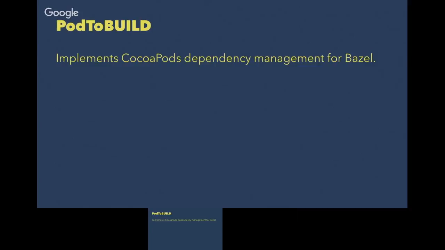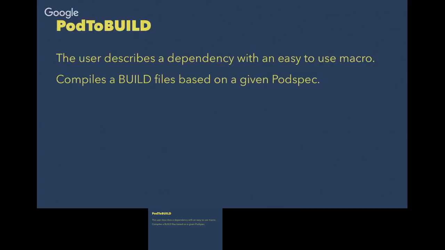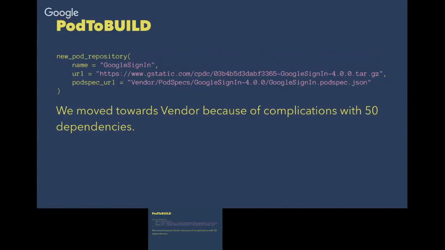And so what started out to be a very trivial Python script that I wrote in a day ended up being a massive Swift program over the course of a few months. And we ended up implementing Cocoapods for Bazel. So yeah, Cocoapods for Bazel, what does that mean? The name of the program is called pod to build. The user describes the dependency with a very simple macro, and then we compile a build file based on the pod spec. And this macro was originally designed to be a repository rule. So we first implemented this as a repository rule.